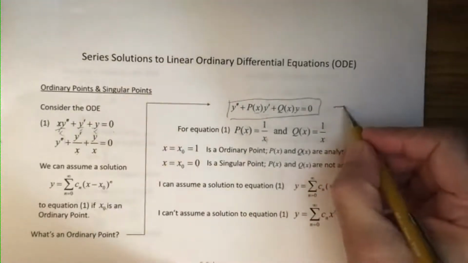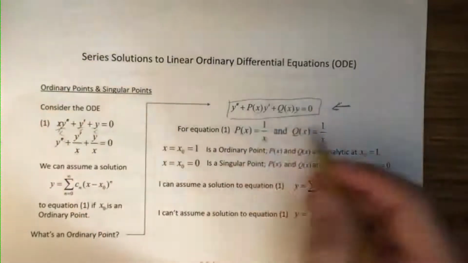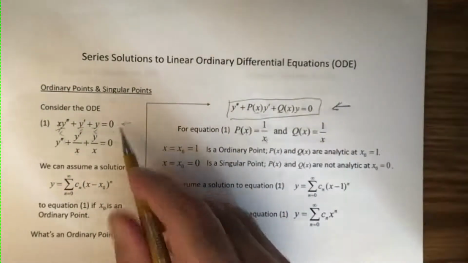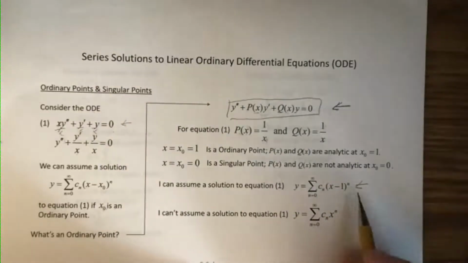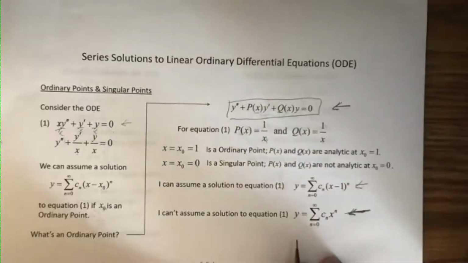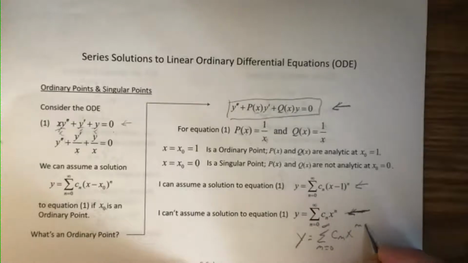So it turns out for this differential equation here, we write it in this form, but for this differential equation, I can assume a solution that looks like this, because 1 is an ordinary point. For this other differential equation, I cannot assume a solution that looks like this. It will turn out that I can assume a solution that looks like this, where this is n plus r.